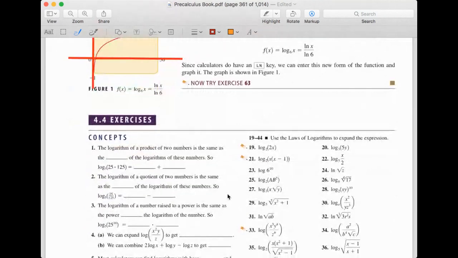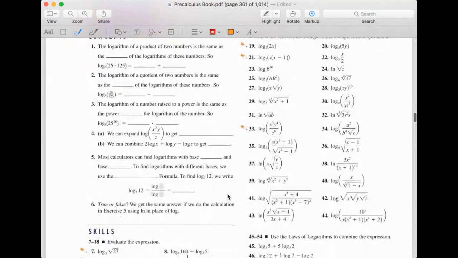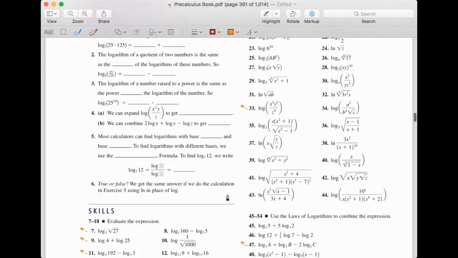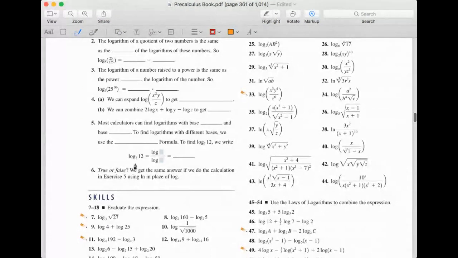So this is the graph of log. All right, let's try some exercises. Let's see this one, right? If we want to change base, because the calculator does not have base 7, we can change it to be log base 10 of 12, then divided by log base 10 of 7.